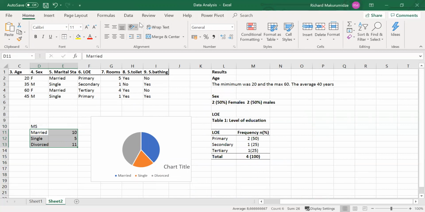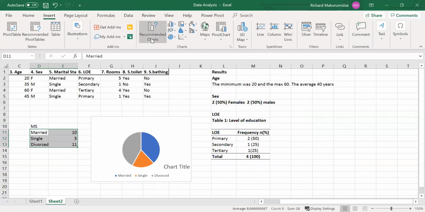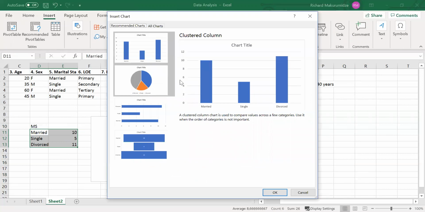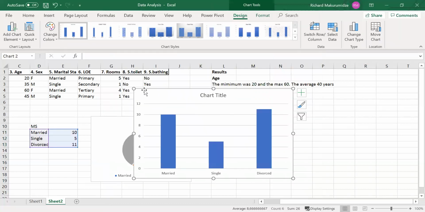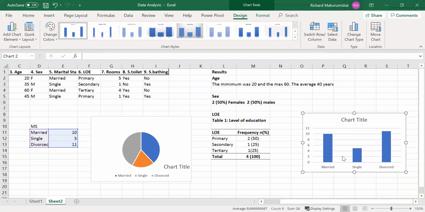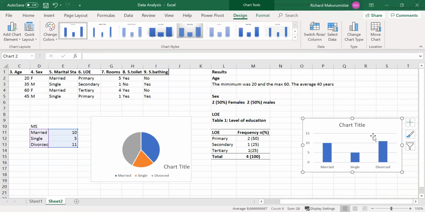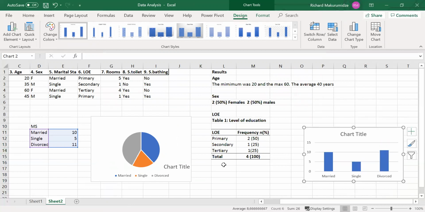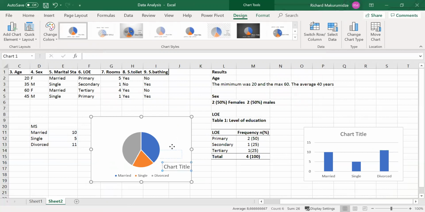You can present marital status as a graph. There are several types of graphs which you can use, like a bar chart, a bar graph. That's the commonest thing which you can use. So this is the same information presented as a graph: married, they were this, single, they were this, divorced, they were this. So you can change all these things and put your chart title.